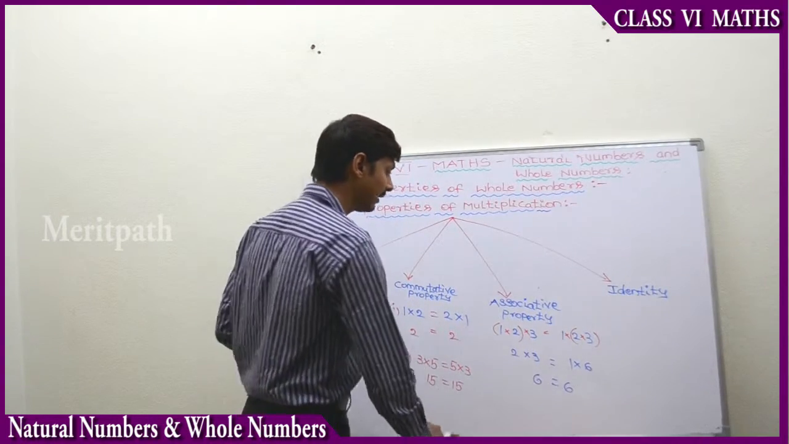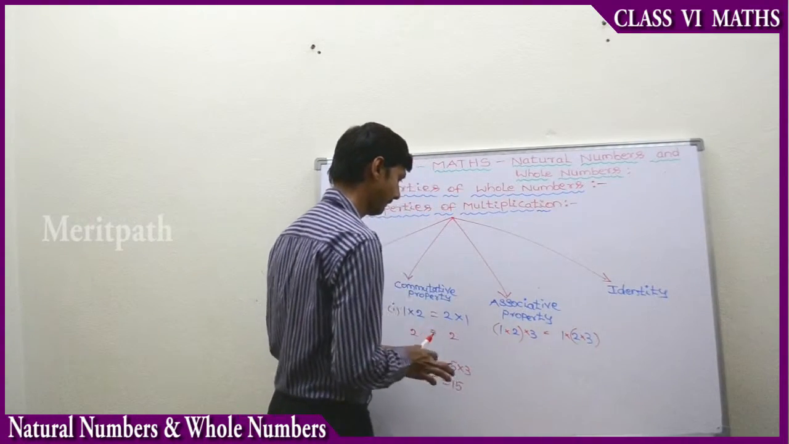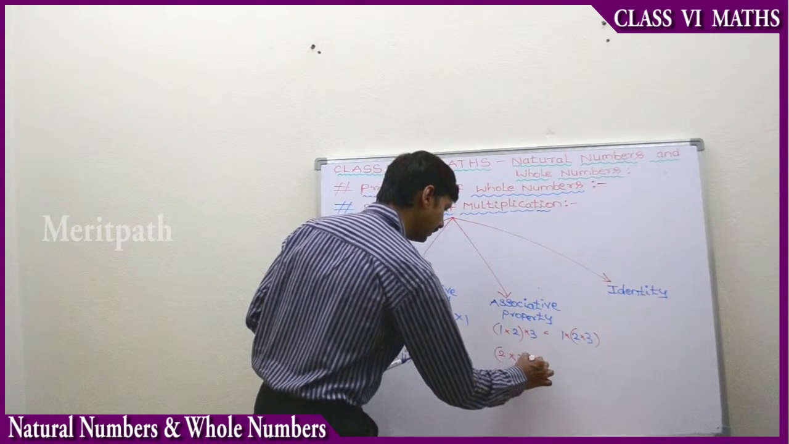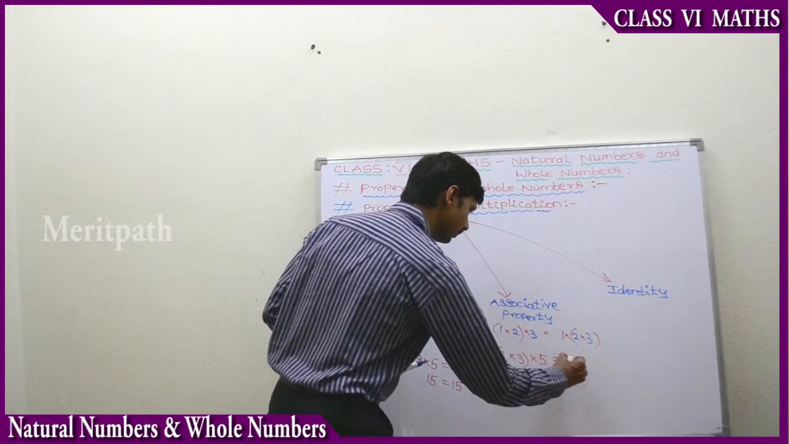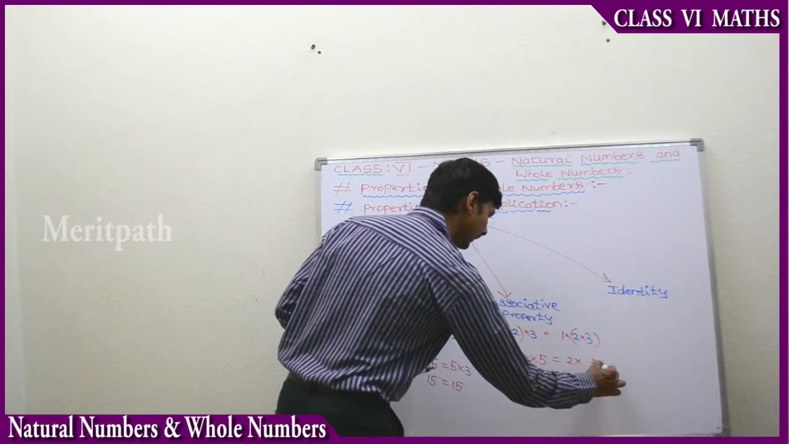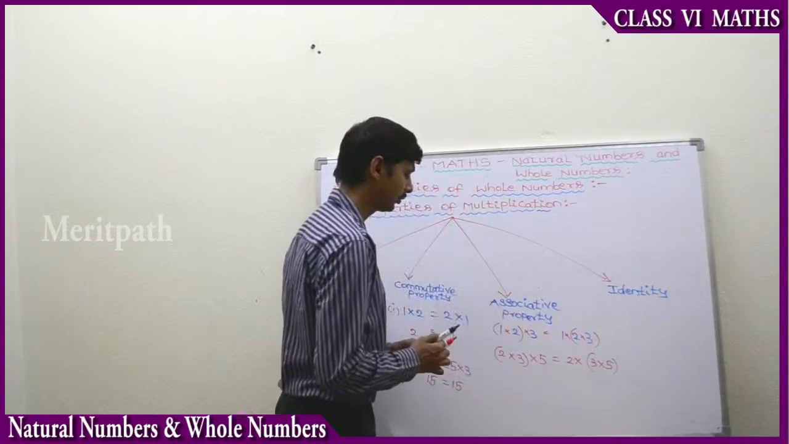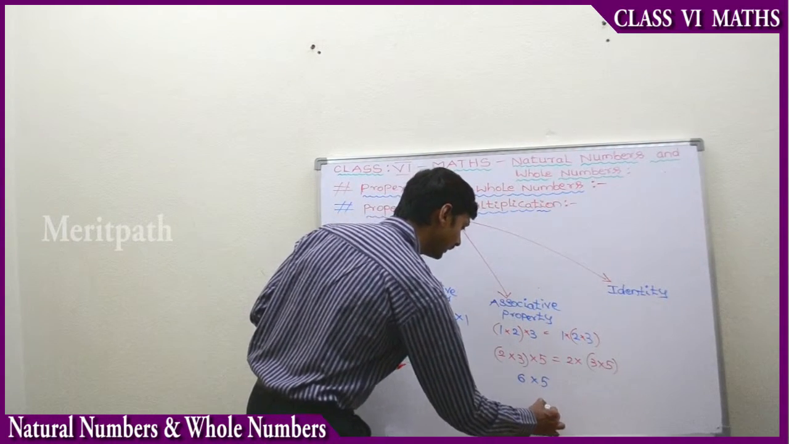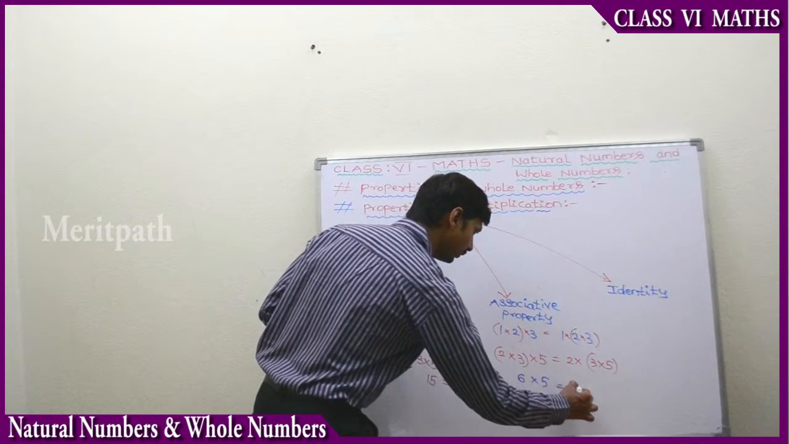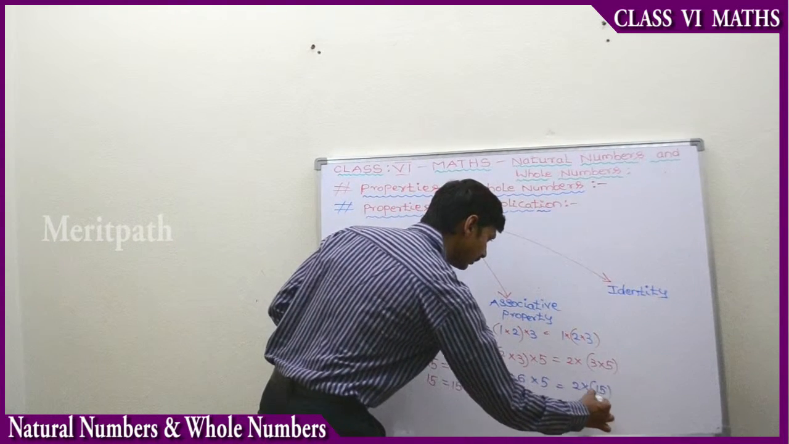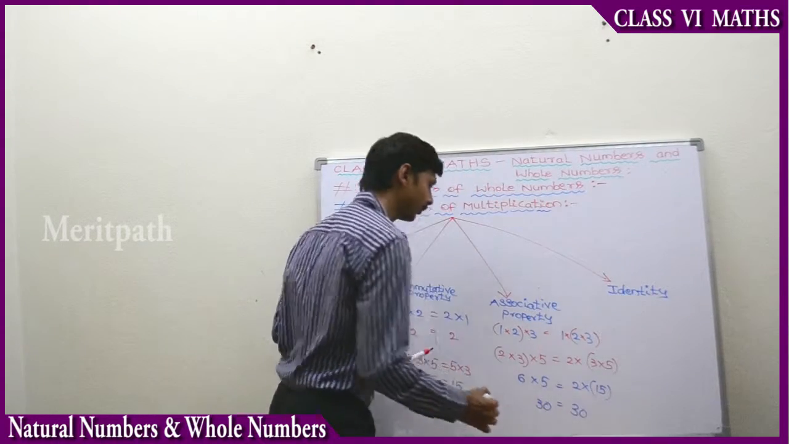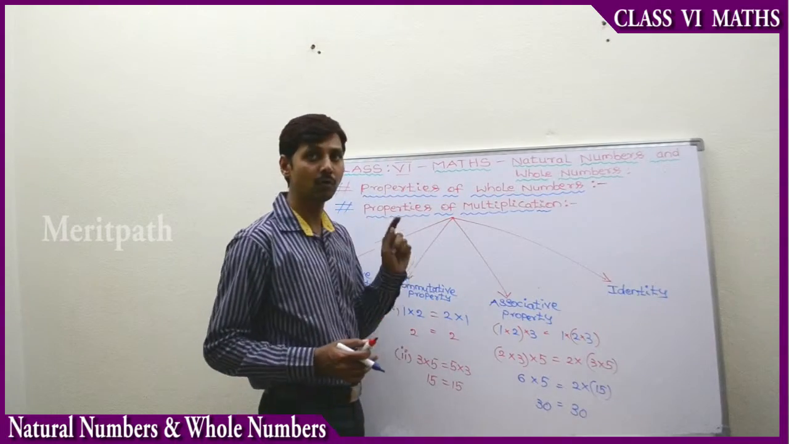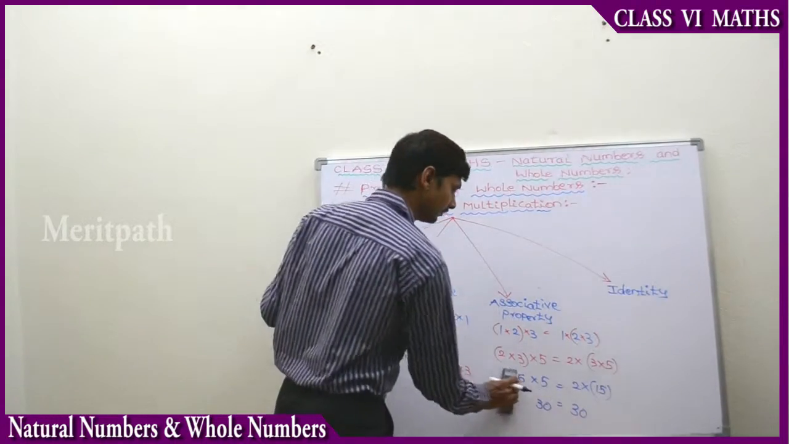So let us take another example. 2 into 3 into 5 is equal to 2 into 3 into 5. So 2 into 3 is 6, 6 into 5 is 30. So 2 into 3 into 5 is 30, and 30 is 30. So what we understood is the associative property of multiplication of whole numbers is applicable.